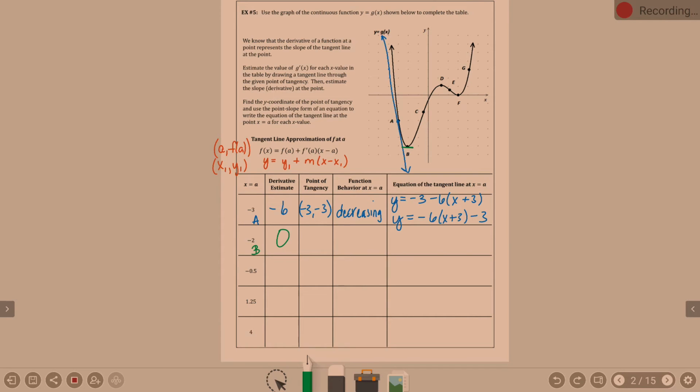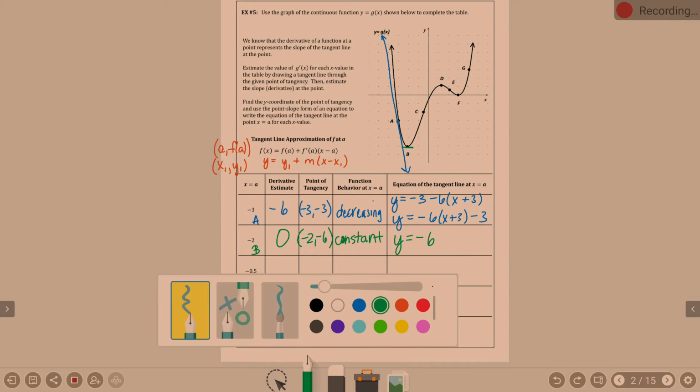Okay. I was still counting, so I'll agree, though. What is the function behavior at x equals a? Constant. You have a slope of 0 that is constant. Equation of the tangent line. X equals -6. No, y equals -6. My bad. Because it's a horizontal line, so it's going to be y equals -6. Okay, that was an easier one. Oof, we needed that, right?